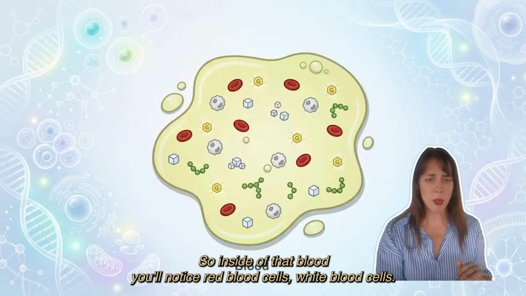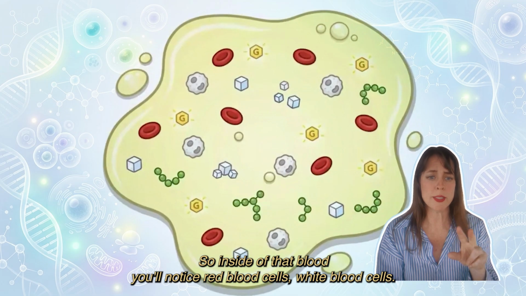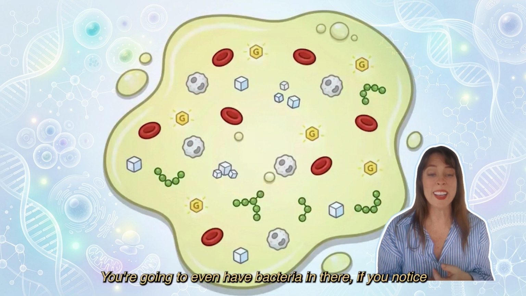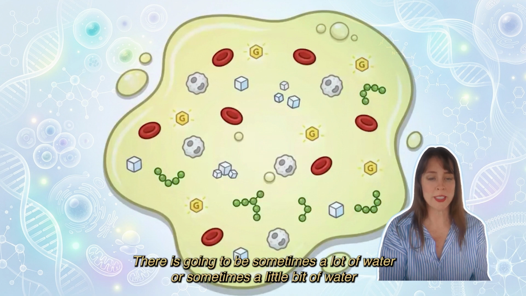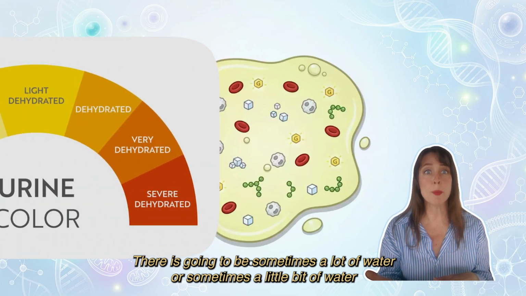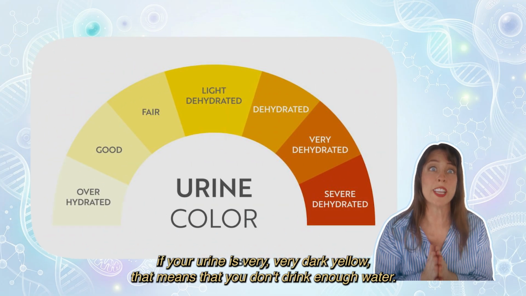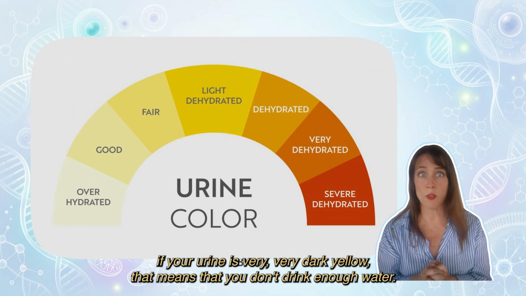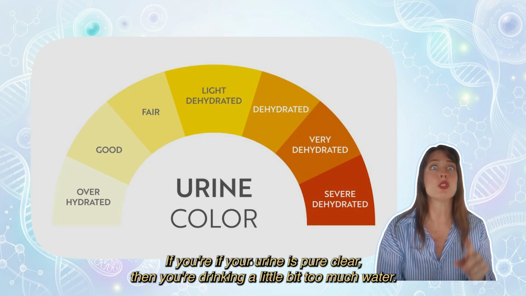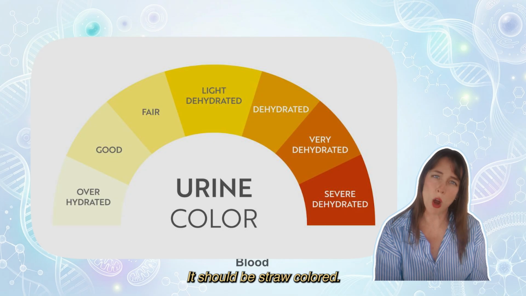So inside of that blood, you'll notice red blood cells, white blood cells. You're going to have salts. You're going to have glucose. You're going to have amino acids. You're going to even have bacteria in there if you notice. There's going to be sometimes a lot of water or sometimes a little bit of water. If your urine is very, very dark yellow, that means that you don't drink enough water. If your urine is pure clear, then you're drinking a little bit too much water. It should be straw colored.